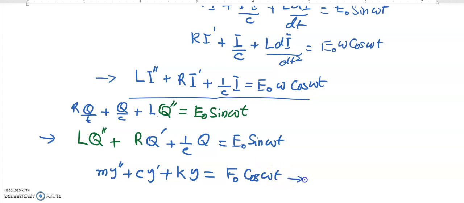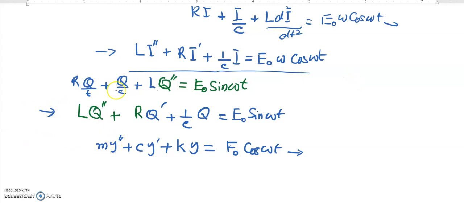If I compare this equation with this current equation, you can see that mathematically both equations are the same. The only thing is that the mass is replaced by the inductance, the resistance is replaced by the damping force, and the capacitance is replaced by the spring constant. All the other terms have the same meaning. So both equations are mathematically similar.